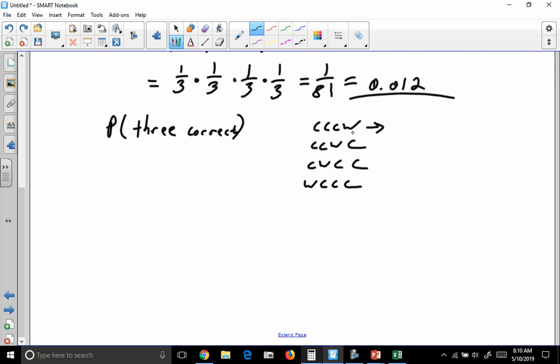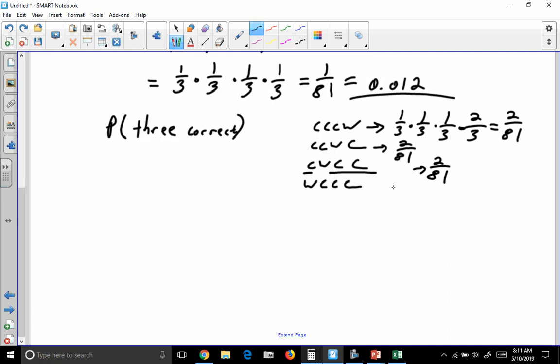Well, the probability of that first thing happening is 1/3 times 1/3 times 1/3, but the probability of getting 1 wrong is 2/3. So that's 2 out of 81. Here, notice we have 3 successes. So we have 3 1/3 and 1 2/3. So the probability of that happening is 2 out of 81. Again, we have 3 successes, 1 failure. So that's 2 out of 81, and the last one is 2 out of 81.